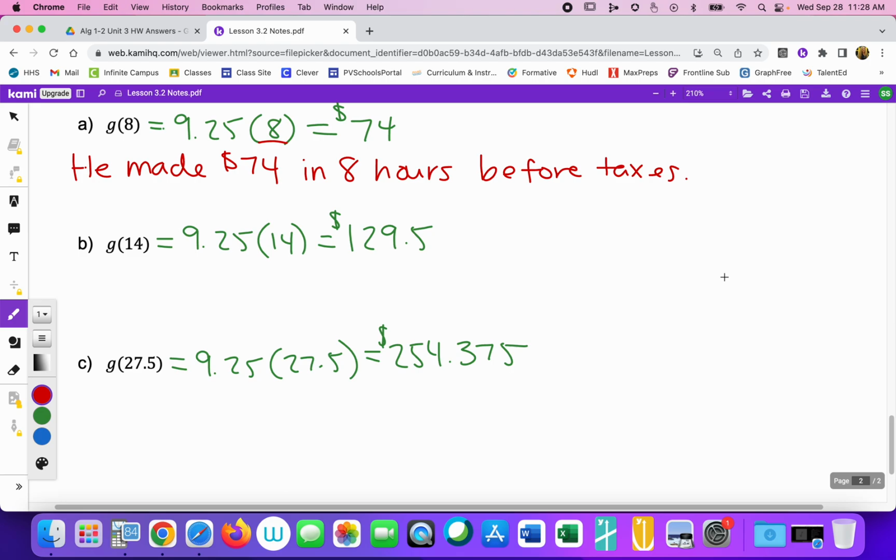Question? So for B, would it just be like he made $129.05 in 14 hours? The next one is saying you worked for 14 hours, so he made $129.50. Since money can be 2 decimal places, you would need to tack on the 0. In 14 hours before taxes.